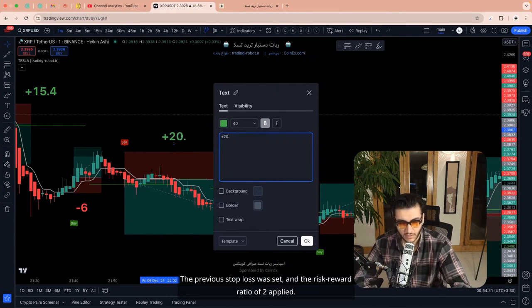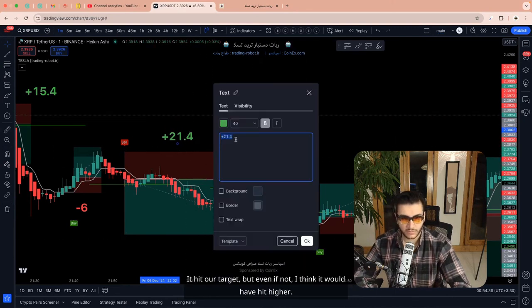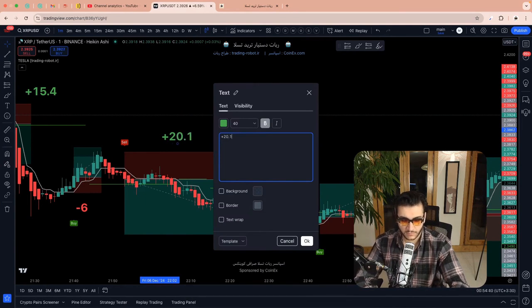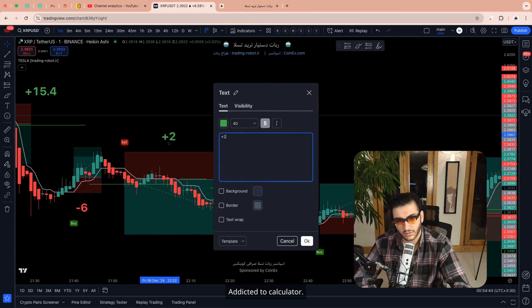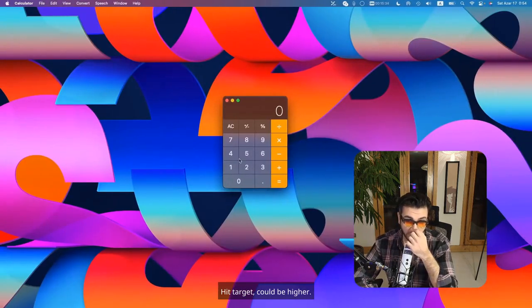Another signal had us enter at the candle's close. The previous stop loss was set and the risk-reward ratio of 2 applied. It hit our target, but even if not, I think it would have hit higher. 21.4. Addicted to the calculator. Signal at close, stop loss, ratio 2. Hit target, could be higher.